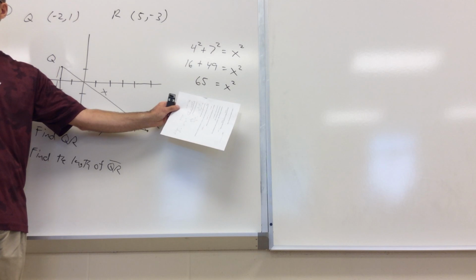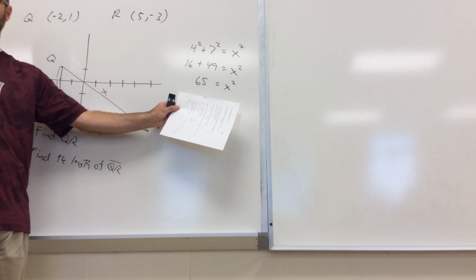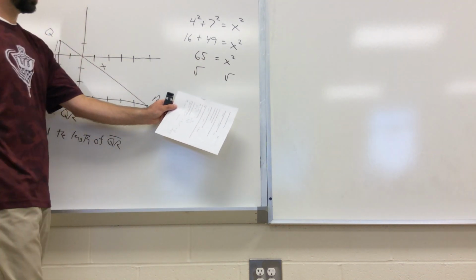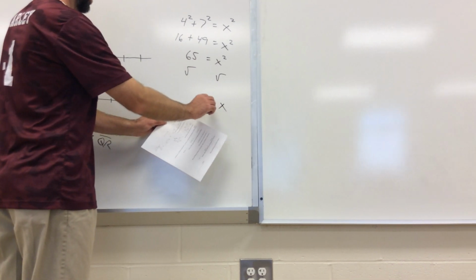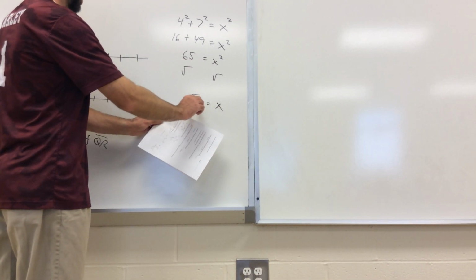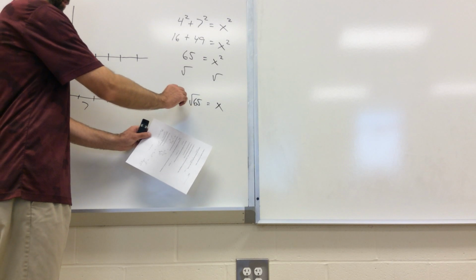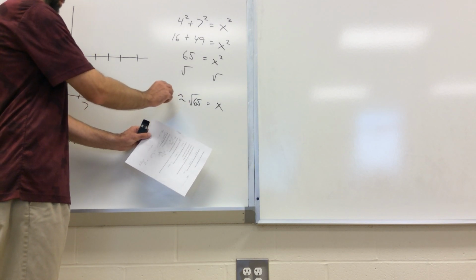Then how do you get rid of the squaring? Take the square root. Good. So you square root both sides. And so x is going to equal the square root of 65. So then you could type in square root 65 on your calculator. And if I remember right, it comes out to 8.06.